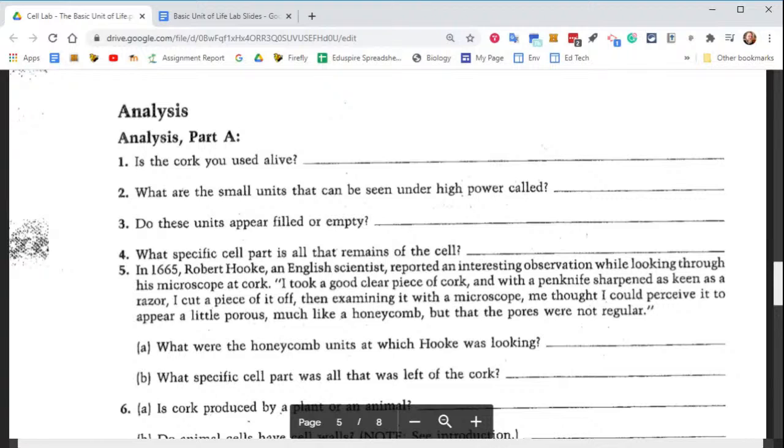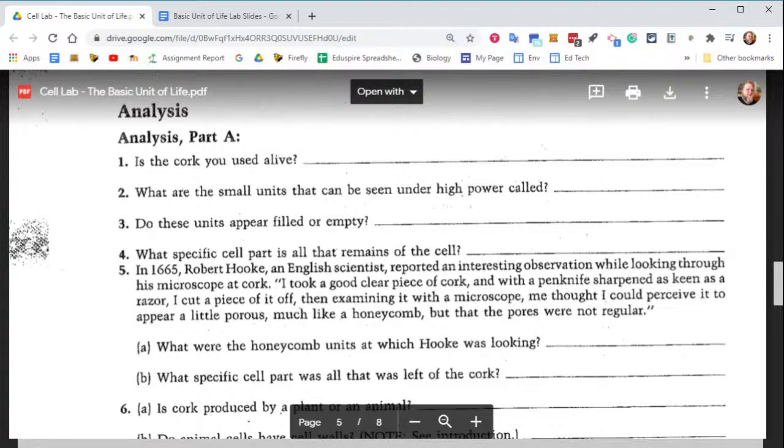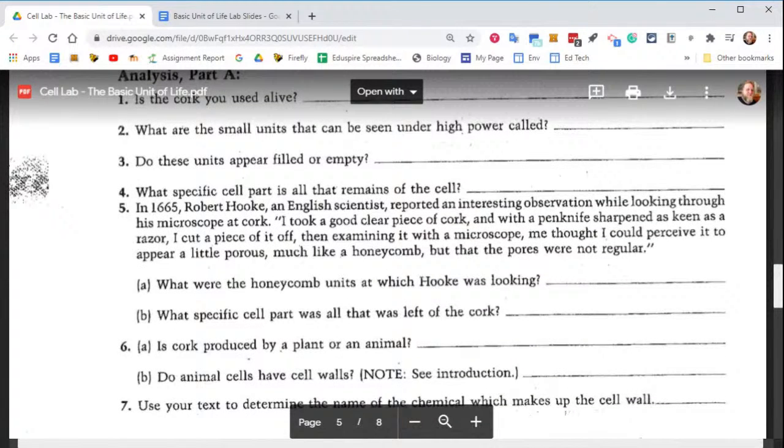What are the small units that can be seen under high power? When you're looking under high power, we see those cells. And then we looked at the cells in there. It says, do these units appear filled or empty? Well, they kind of just look empty and they look clear. Again, because they are dead. I kind of think about a skeleton. Once human or animal remains have started breaking down, the skeleton stays for a lot longer.